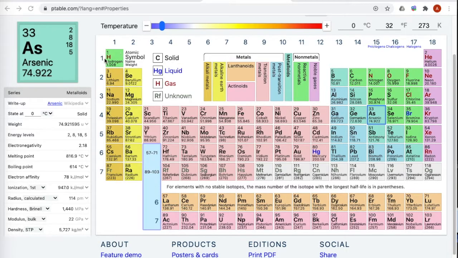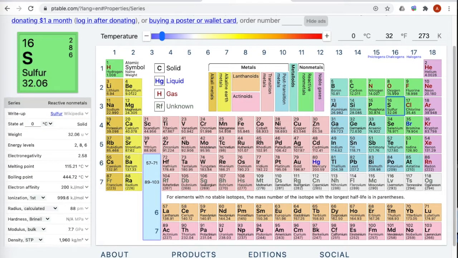Okay, let's take a look at one of these. So you have the atomic symbol, the atomic number, the atomic mass, and then you have the general location of where it is and the color codes. So this gives a lot of information over here on this website. Hopefully this could be a good resource for you.